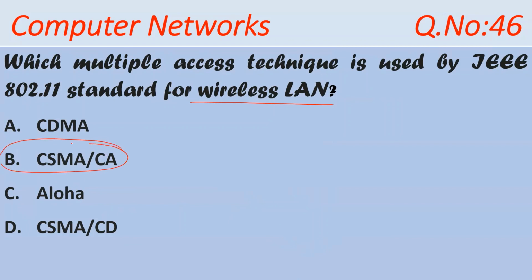Okay, so carrier sense multiple access collision avoidance. Okay, so collision avoidance is especially used in wireless LANs, which is a standard IEEE 802.11. And CSMA/CD, this is for wired.